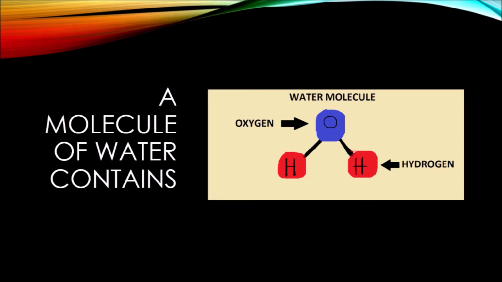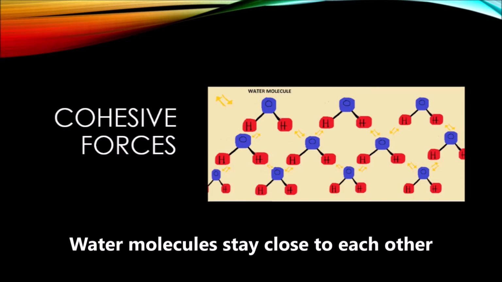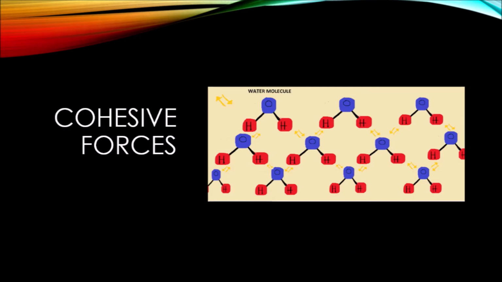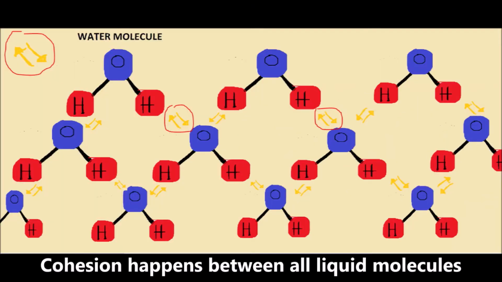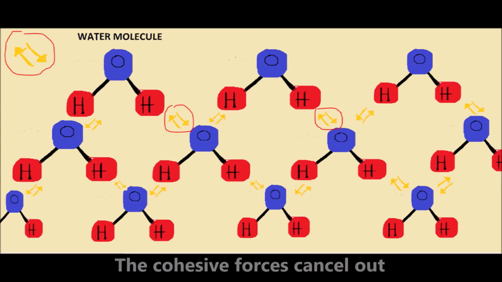Each water molecule is made up of one oxygen atom and two hydrogen atoms in a V shape. Water molecules tend to stick close to each other. This is due to a force called cohesive forces. Cohesion happens between all liquid molecules, but because the molecules in a cup of water pull each other equally in all directions, they tend to cancel out.